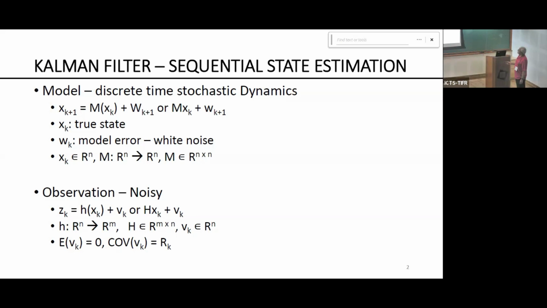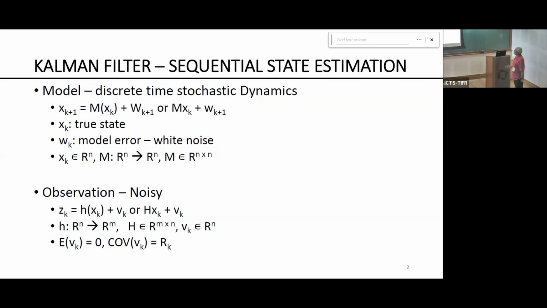So, I'm going to consider the linear model. Why am I using WK? Then, if I correct the model error, then the model is closer to reality. Are you with me, please? So XK is the true state. That's the model error, which is white noise. X is an n vector, M is a matrix.